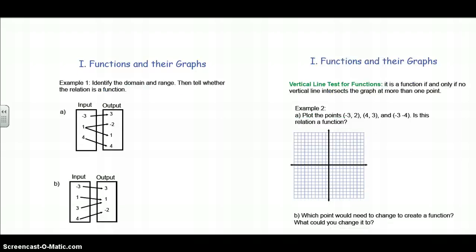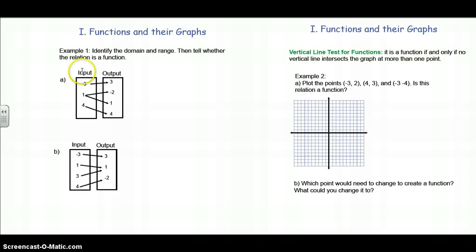So, functions and their graphs. Identify the domain and range. Tell whether the relation is a function. So for A, if you input -3, you get 3. If you input 1, you get -2 and 1. If you input 4, you get 4. Or for B, if you input -3, you get 3. From 1, you get 1. From 3, you get 1. And 4, you get -2.